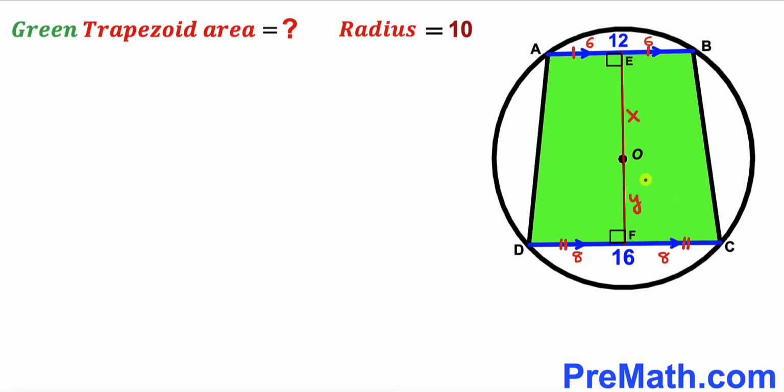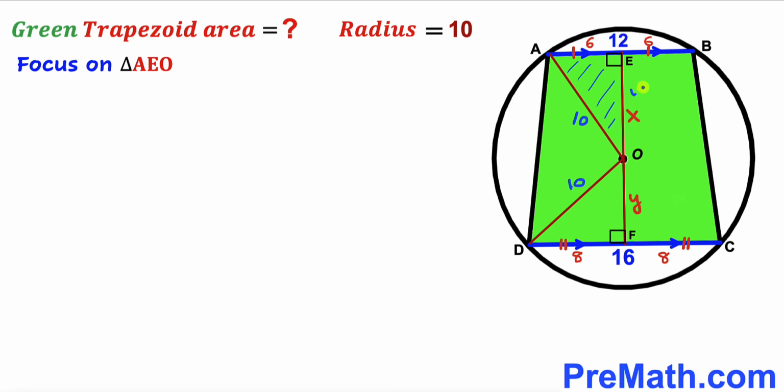In this next step, I am going to connect the center O with point A, and likewise connect the center O with point D, as you can see. Now let's make an observation: AO is the radius of this circle, and we know the radius is 10, so AO length is 10 units. Likewise DO is a radius as well, so it is 10 units as well. Now we are going to focus on this right triangle AEO.